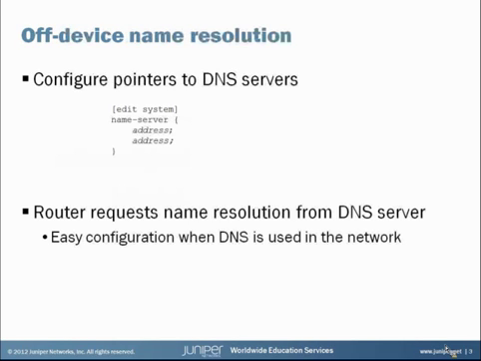Now, in terms of doing name resolution, you have a couple of options, and the first one is what we'll call off-device name resolution, and that's standard DNS resolution like we're all used to. So in terms of configuring pointers to your DNS servers for a Junos device, again, we're in the Edit System stanza of the CLI, and the keyword is name server here, and you can enter one or more addresses to point to your various DNS servers in your network.